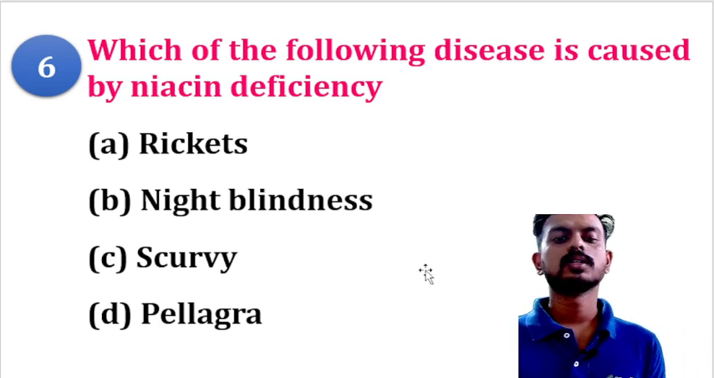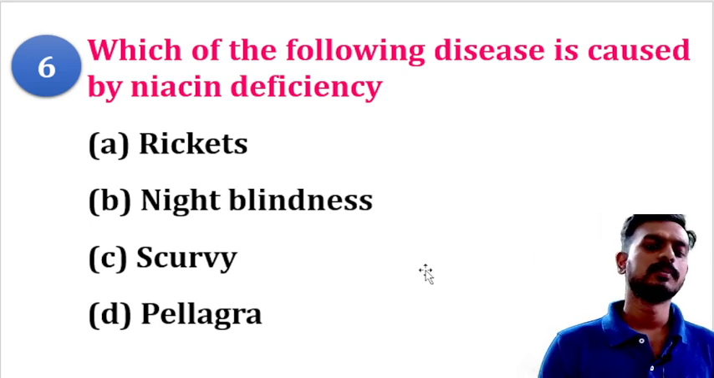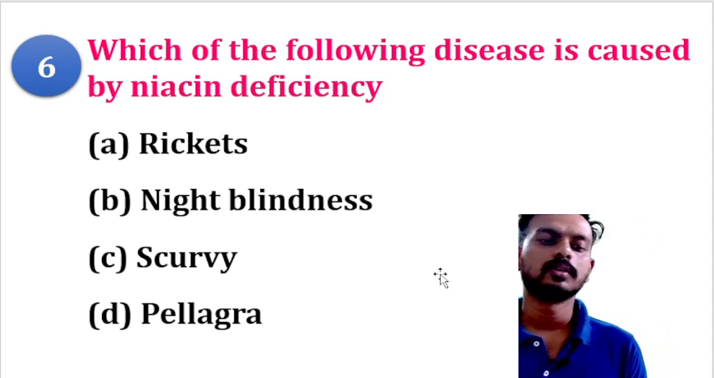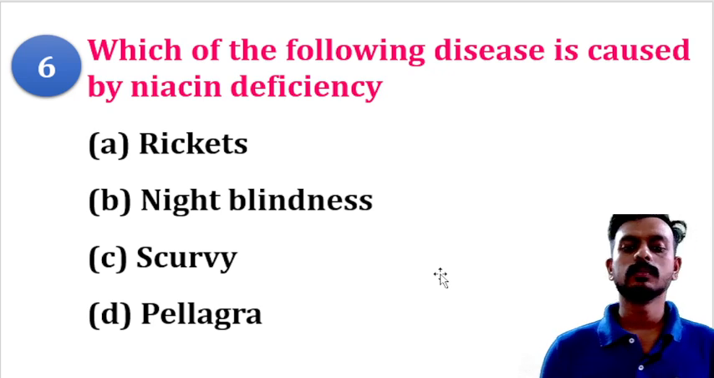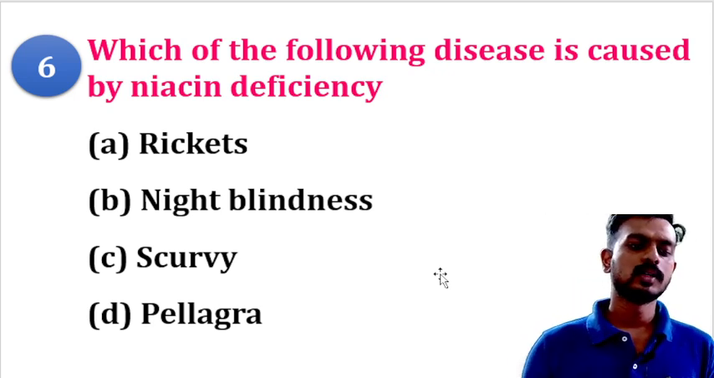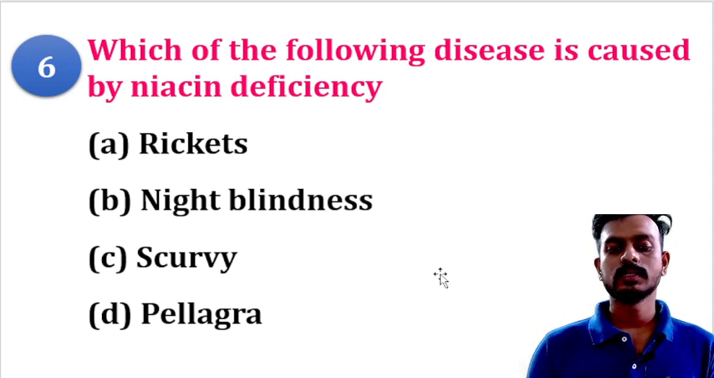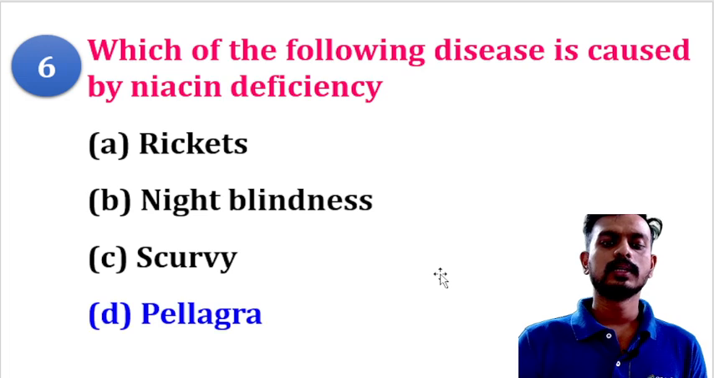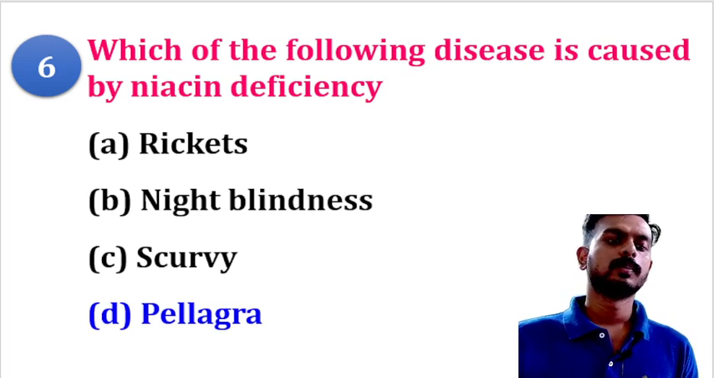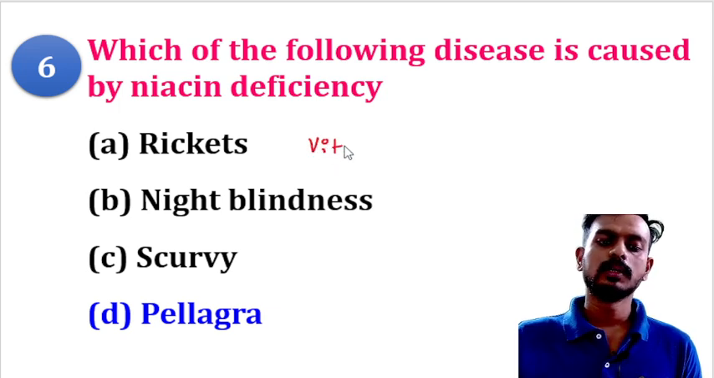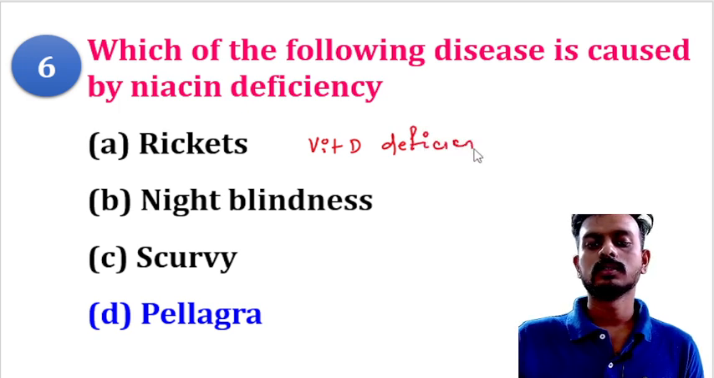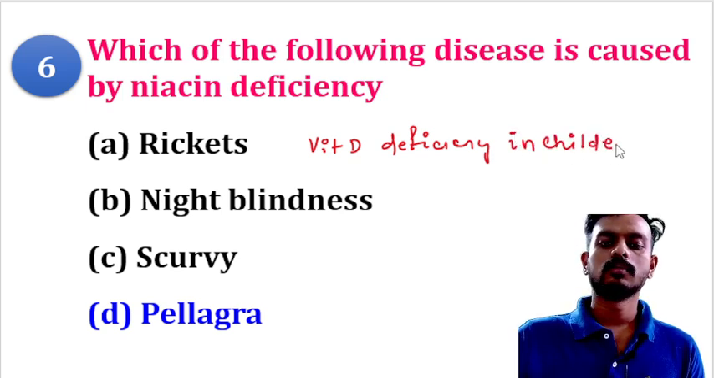Next, which of the following diseases is caused by niacin deficiency? Niacin is basically nothing but vitamin B3. So niacin deficiency leads to rickets, night blindness, scurvy or pellagra. Which is the correct answer? Niacin deficiency is pellagra. Rickets is due to vitamin D deficiency in children.